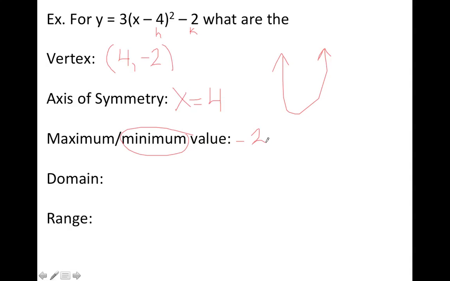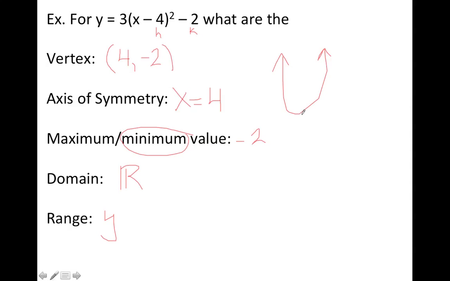Now, we haven't talked about domain and range yet, but domain is the x values of our function, and since parabolas extend forever and ever, they would be all real numbers. Remember, you can represent that with this letter R. So that'll be true for all parabolas. And then our range is our y value, so it'll always be y.